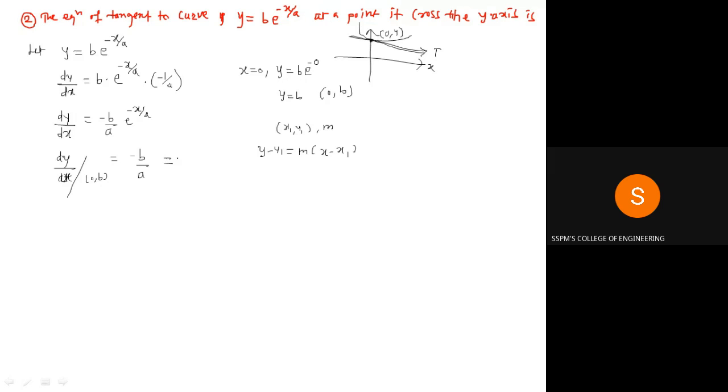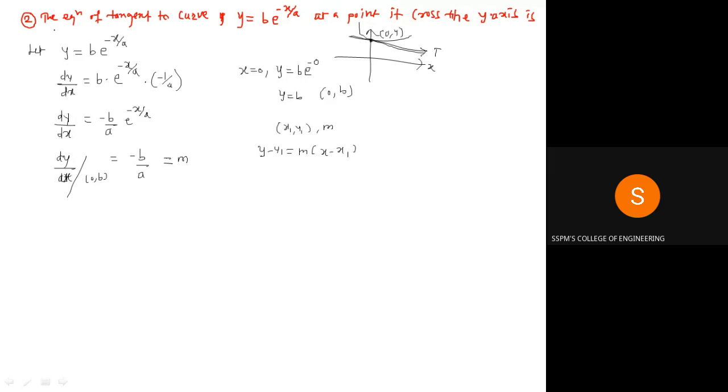It defines the slope of their tangent. Okay. And how to get their equation of tangent? The tangent which passes through the point (0, b) and having slope m. So if the tangent is passing through the point (0, b) and the slope is m, that is minus b by a. So how to get the equation of line?